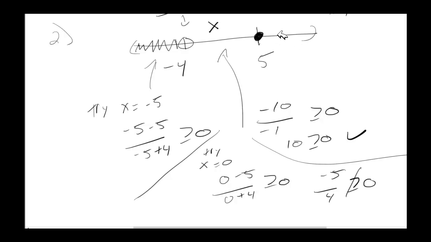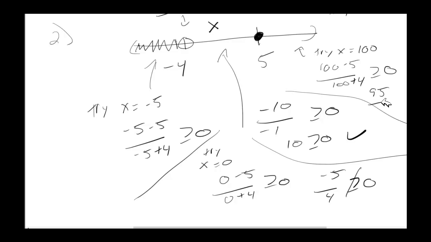And lastly, something out here. I'm going to try x equals 100. Any number will work. So let's try 100 minus 5 over 100 plus 4. Is that going to be greater than or equal to 0? Yeah, I'm going to get 95 over 104, which is definitely a positive number. I want it. So I'm going to put this all together.